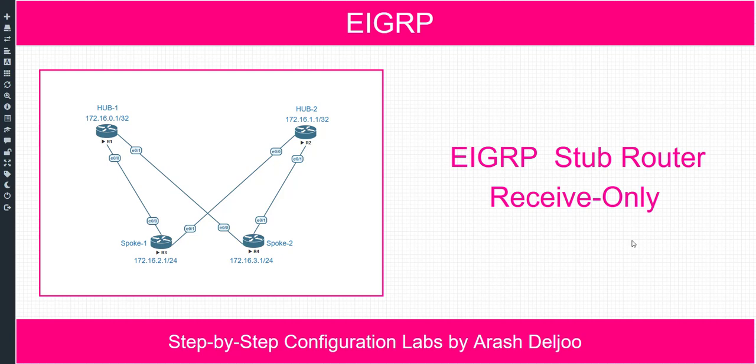In this video, I'm going to show you how we can configure an EIGRP stub router with the next function, receive only. When you configure receive only, it means that I don't want to advertise anything to my neighbor.